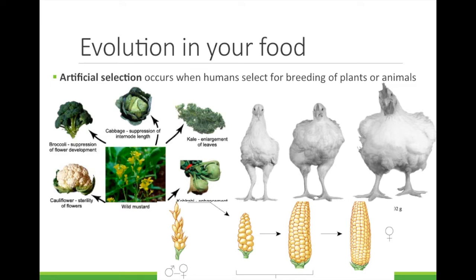We can see the same thing that has happened in corn, so it has more numerous and larger kernels than the corn plant originally did. We also see this in animals. Chickens have been bred to have larger muscles so that manufacturers can sell more meat.